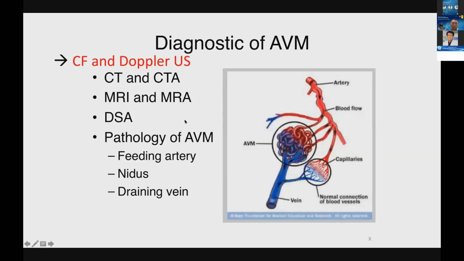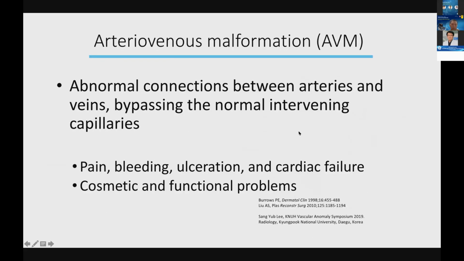So how about the AVM? This is the AVM, as Dr. Sangyup already showed on the slide. This is the normal vasculature in the parenchyma, and this is the nidus. There is a feeder artery, and this is the nidus, and this is the feeding artery. This is AVM. AVM is an abnormal connection between arteries and veins bypassing the normal intervening capillary. The symptoms are usually pain, bleeding, ulceration, cardiac failure, and even cosmetic and functional problems.